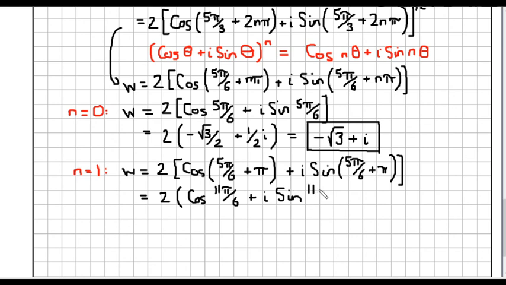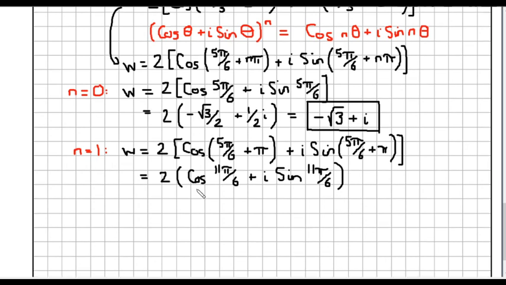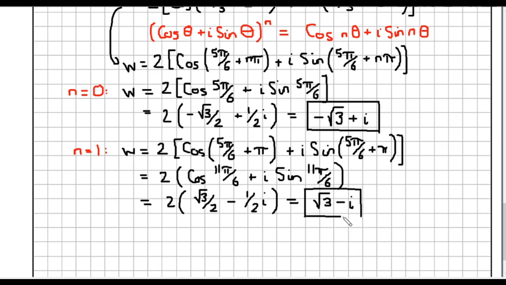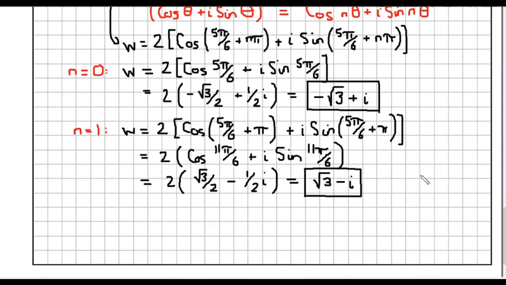And again, we don't want to leave the answer like this, we want to work the values of these out. So cos of 11 pi over 6, if you do that on the calculator, you're going to get root 3 over 2. And sine of the same angle is going to give you minus a half, so minus a half i. So again, just multiply both of those by 2, and you're going to get root 3 minus i. So that's your second solution. So there are your two solutions to that in the form that they want, in the form a plus bi. And that is question 5 completed.